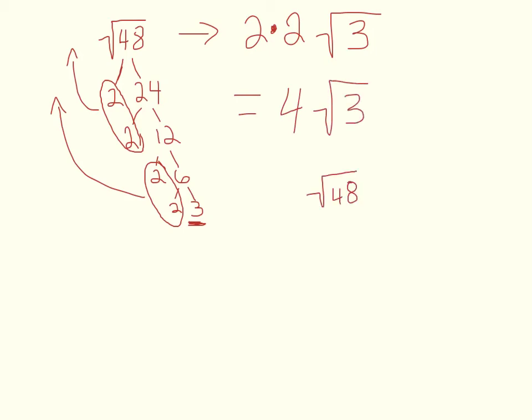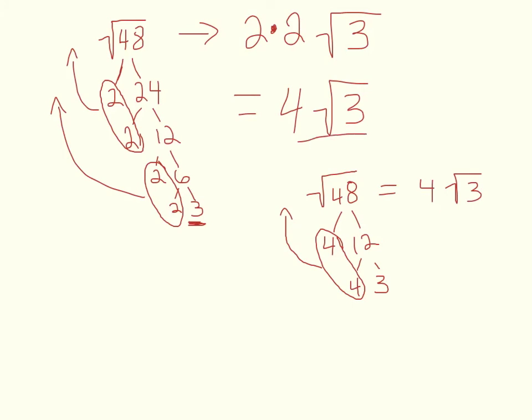Now let's take a look at another way to do the same problem. If you notice that you can take a 4 initially out of this, you can have 4 and 12. And before breaking down that 4, I noticed that this 12 can be broken down into 4 and 3. I have my pair right here. So that pair of 4s can leave as a 4. So we simply have 4 root 3 now, which is what we got earlier up here.